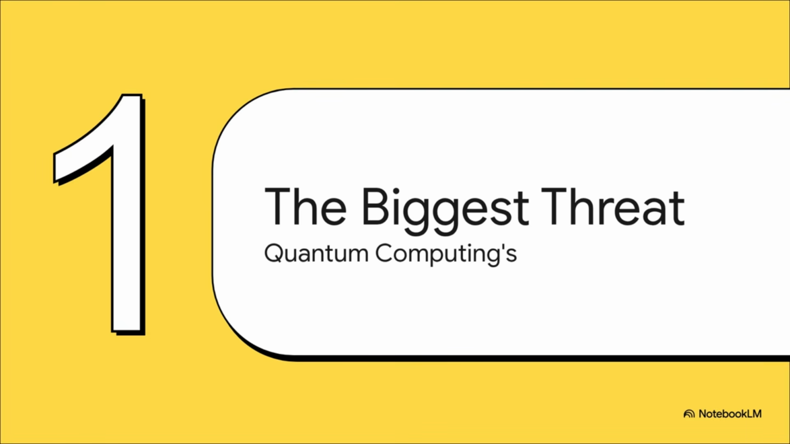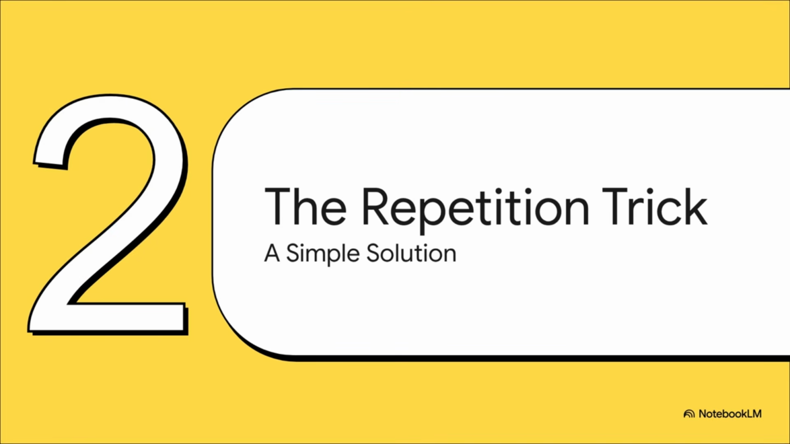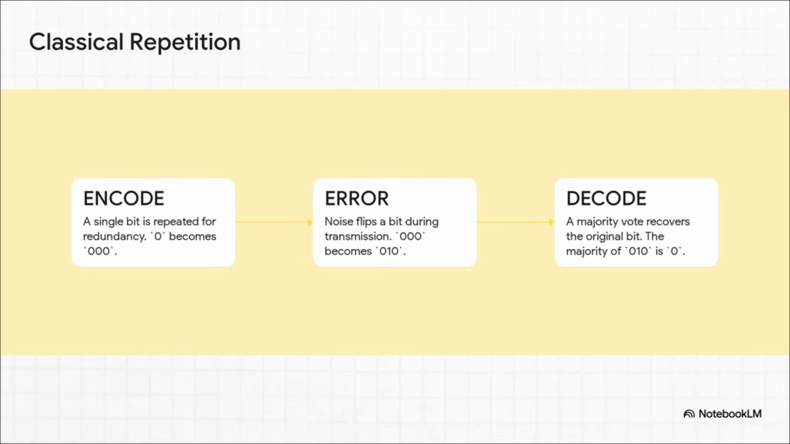Well, let's start with the solution we all know. How do you make sure your message gets through in that noisy room? You just say it again and again. You repeat it. In classical computing, the fix is beautifully simple. Just add redundancy. If you want to protect a single bit, let's say 0, you don't just send it once. You send it 3 times. 0, 0, 0. If some noise flips one of those bits along the way, you might get 0, 1, 0. No problem. The receiver just takes a quick majority vote, sees there are more zeros than ones, and knows the original message was a 0.